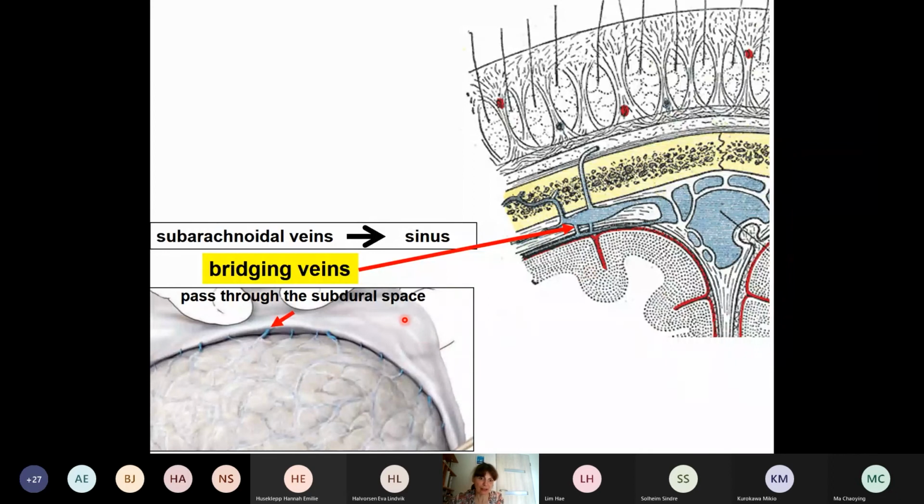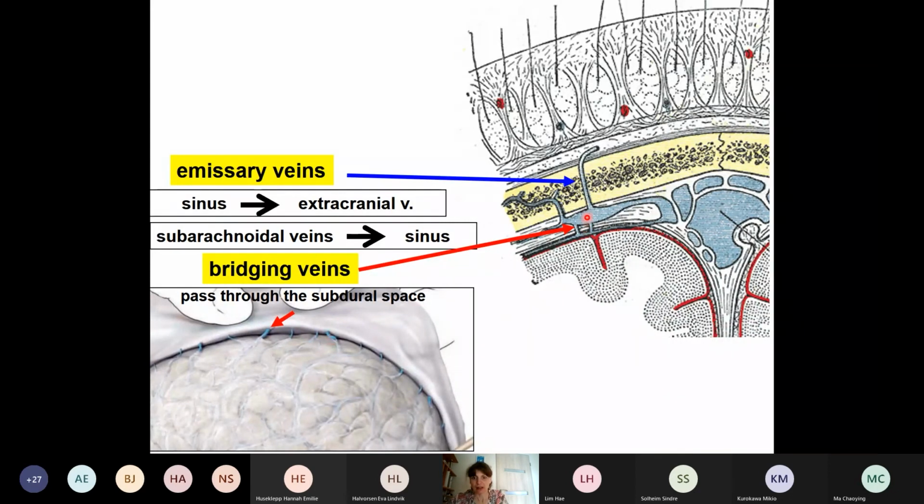And if we take the dura and expand it, we will see these bridging veins also in our preparations. And do not mix the bridging veins with the emissary veins.